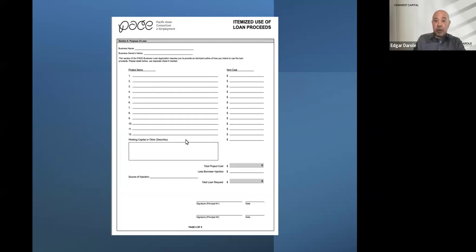For working capital, they usually don't ask for injection because you have an established business. But for startup businesses, putting your source of injection and how much is very important when you fill out this application form.